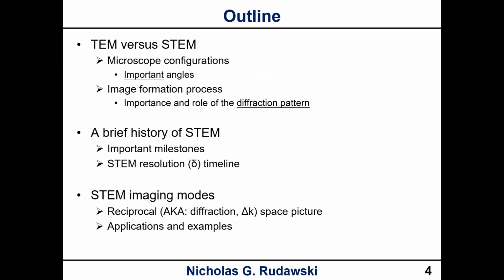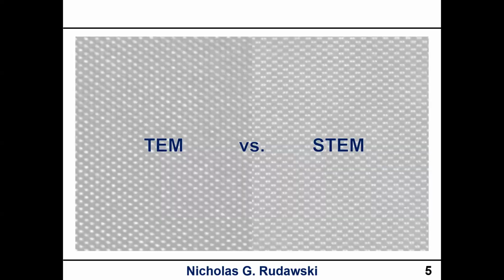All right, so here's the outline. We're going to start by discussing TEM versus STEM, the configuration of the microscope, how we form the images, and critically, the role of the diffraction pattern in all of this. Then I'm going to give you a brief history of STEM, which is a rather sordid tale, as you might think. We're going to see a rather interesting graph where I plotted the resolution of STEM over time. Then we're going to get into the meat of this, which is the different imaging modes for STEM and the different perspectives. We can see this both in terms of reciprocal space, or delta K space, and we're going to see lots of applications and examples.